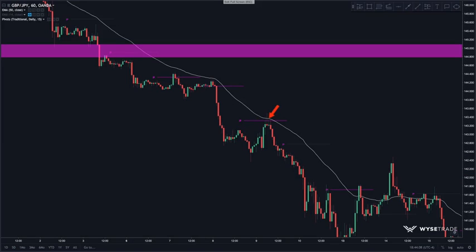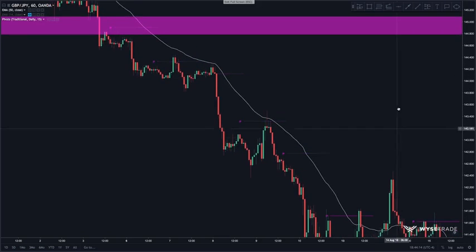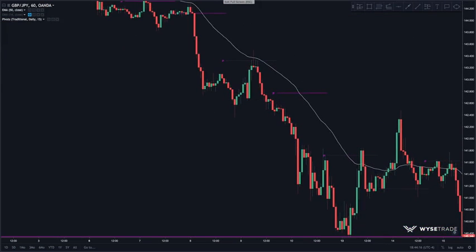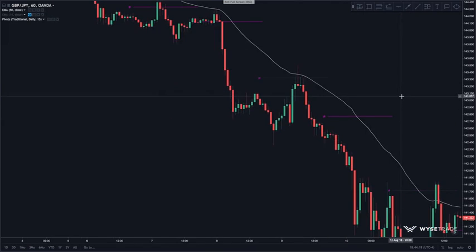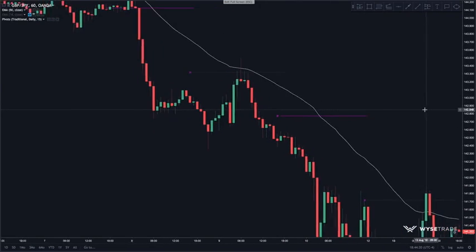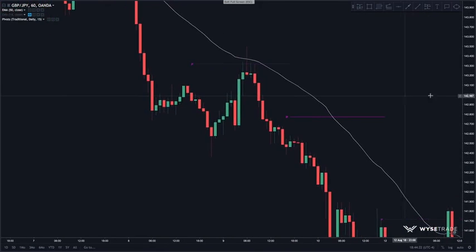This here was the perfect entry. You had shrinking candles as price pulled back and approached the pivot, and then a picture-perfect long wick candle rejecting the pivot and the 50 EMA. So after we had this, we jumped to the 5-minute time frame to confirm that this pullback is over.